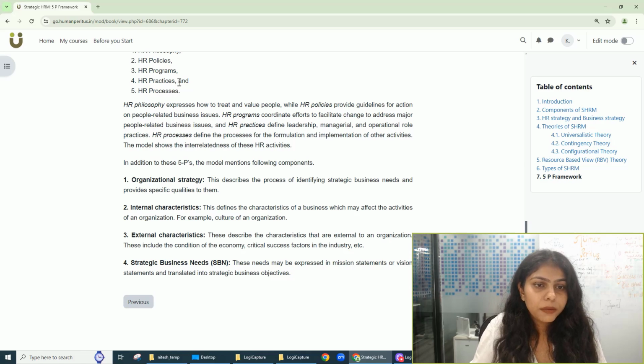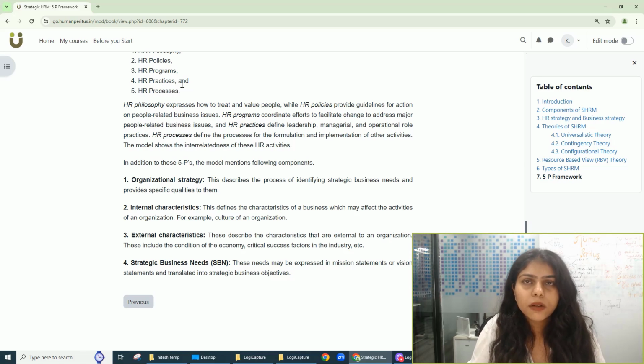And from HR programs we move on to HR practices. Now these are regular and ongoing practices, the routine practices that are happening in a company or in an organization. Now these routine practices involve things like routine appraisals, let's say performance appraisals. That is a routine part in an organization. So that would be an example of HR practice. But for HR programs we could say a specialized training.